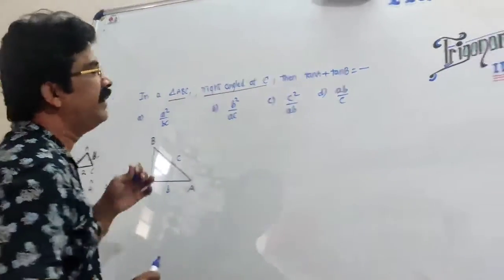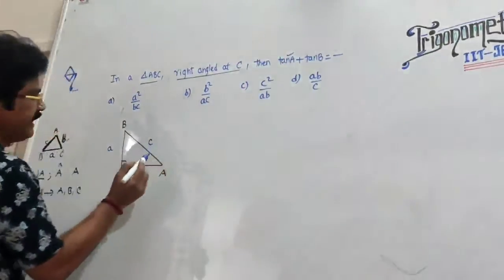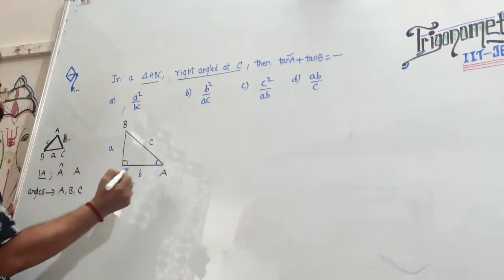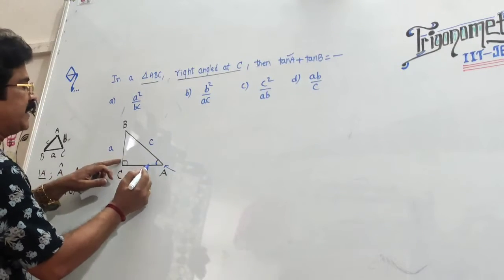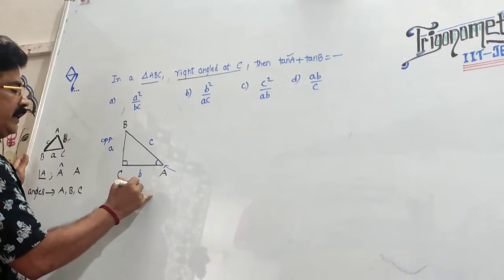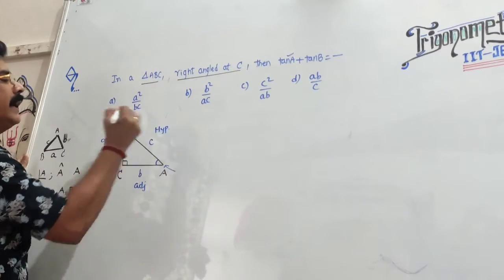Tan A plus tan B is what? First tan A. Tan A means, where is tan A? Here is tan, here is A. So with respect to this capital A, which one is the opposite side? This one is the opposite side. This one is the adjacent side. This one is the hypotenuse. Right.